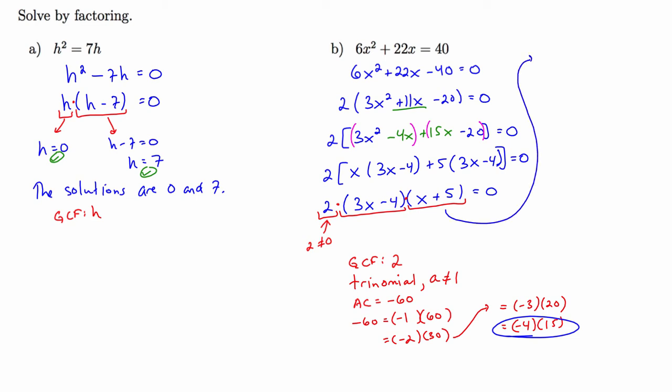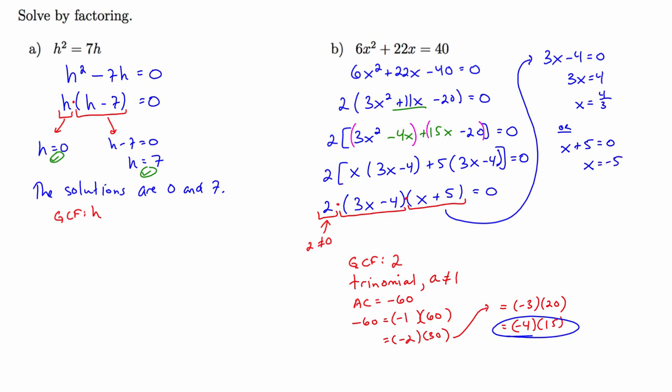Bringing our work back up to the top over here, we'll set each one of those equal to 0 individually and solve. If 3x minus 4 equals 0, then we add 4 to both sides and we obtain 3x equals 4. And if 3x equals 4, we would divide both sides by 3 to get the value 4 over 3. Or the other possibility is that it was the x plus 5 that was equal to 0. If we set x plus 5 equal to 0, we would subtract 5 from both sides and get x equals negative 5.